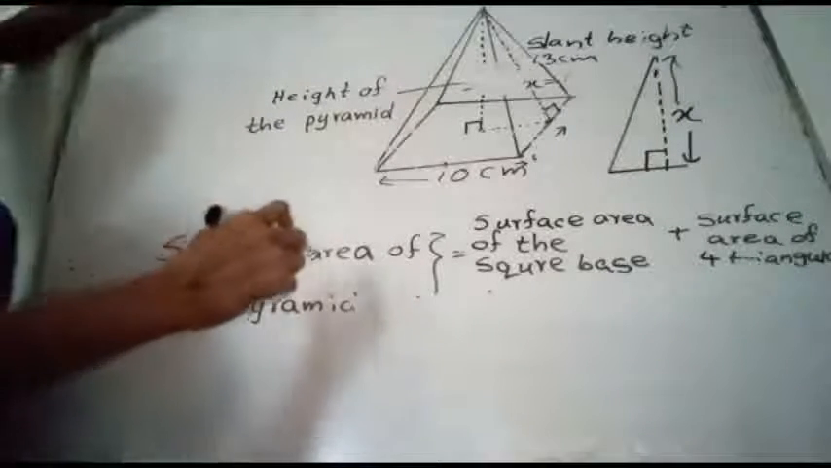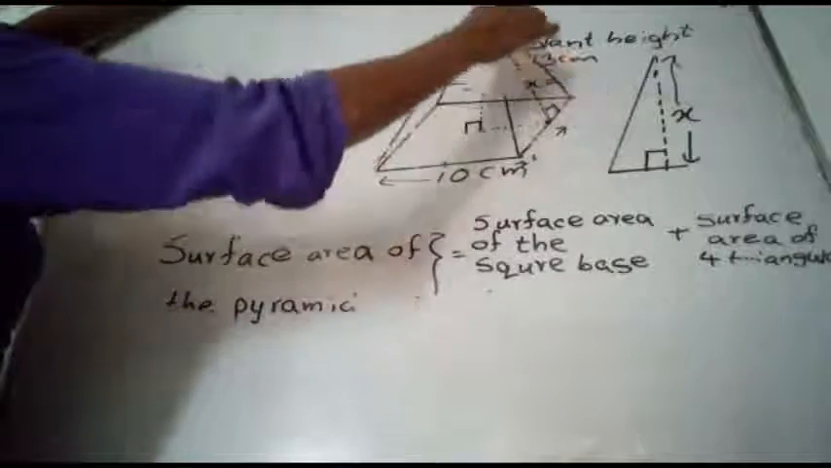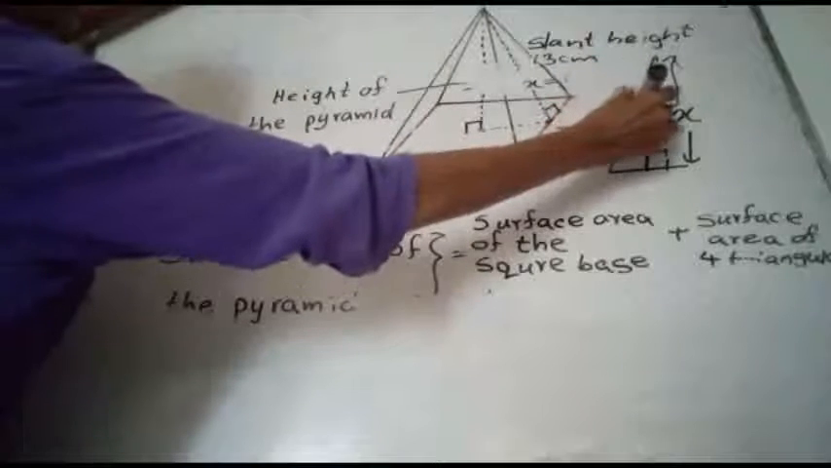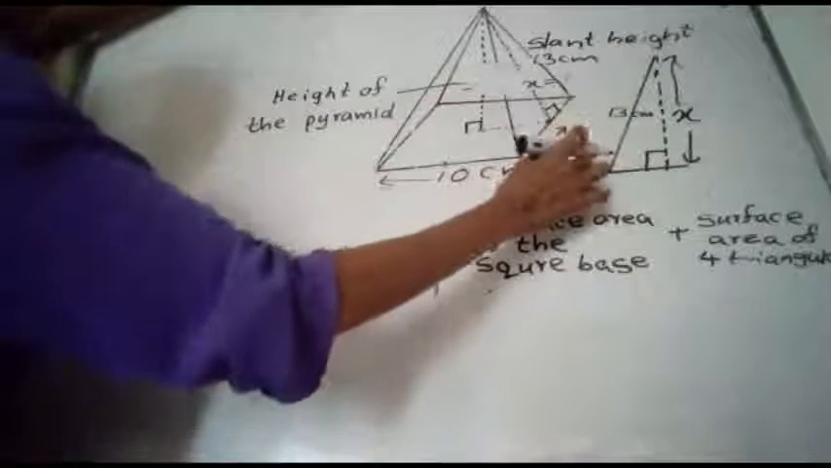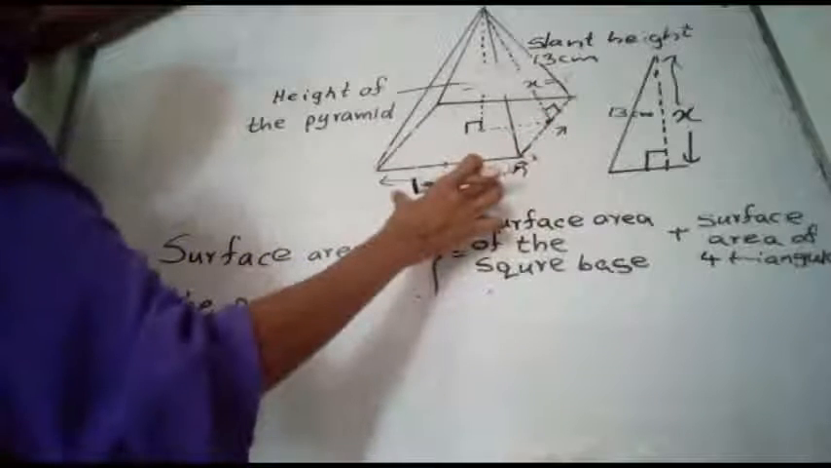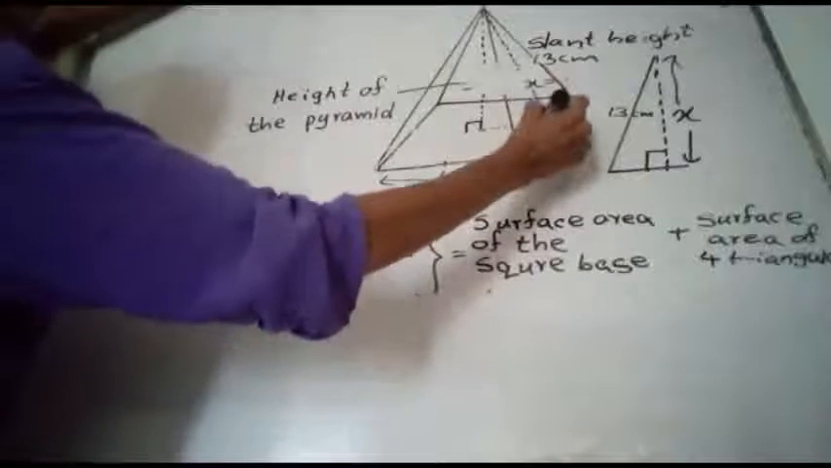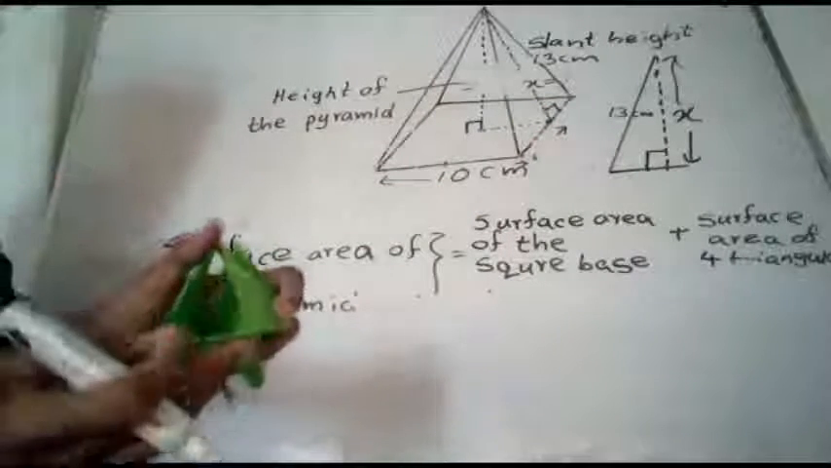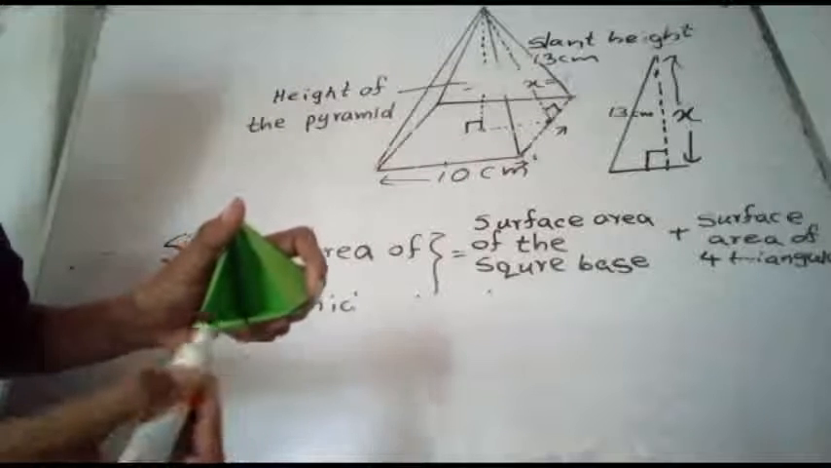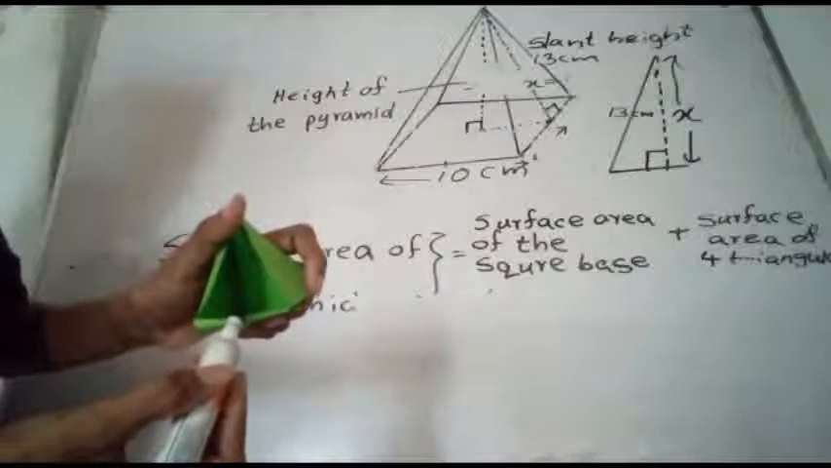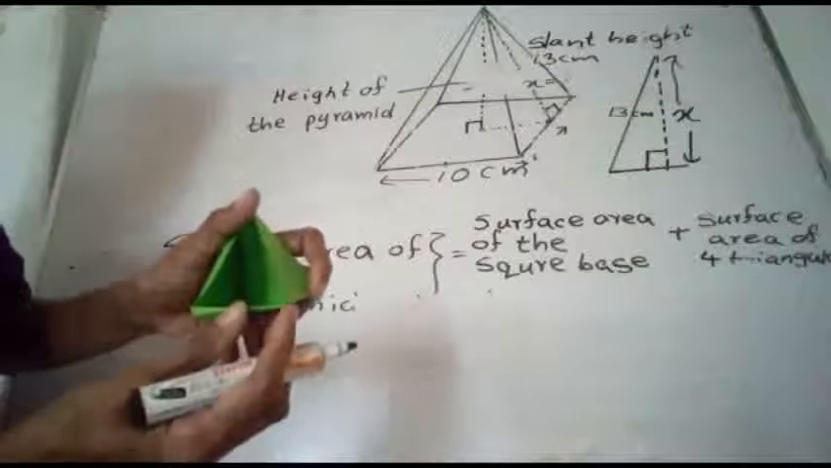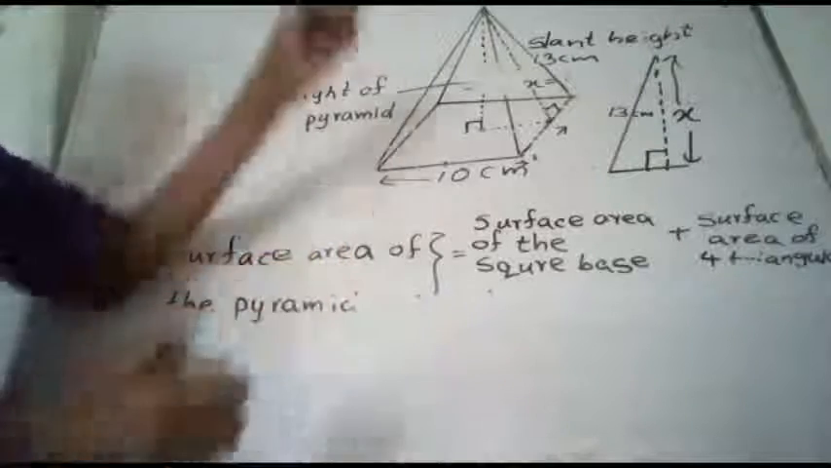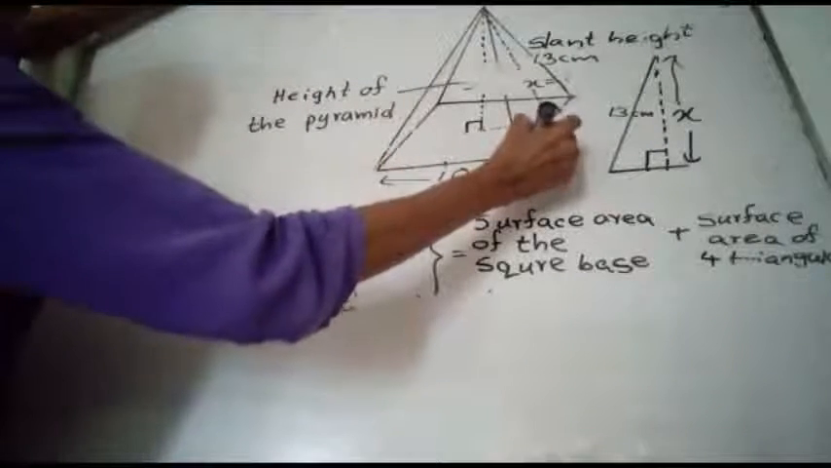Now, we are going to find the perpendicular height of the triangular surface. Here 13 centimeters is the length of the slant edge. Then length of the square base is 10 centimeters. Now, the length between this vertex and the middle of this edge is half of 10, is 5 centimeters.